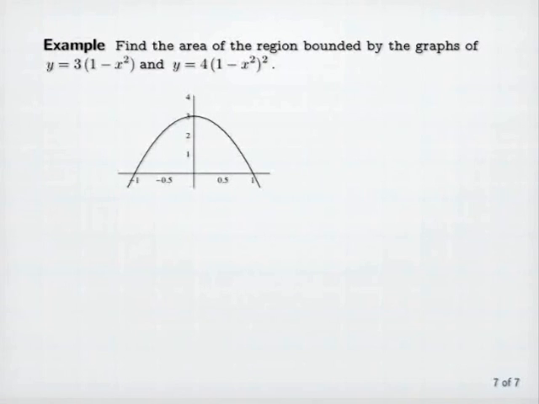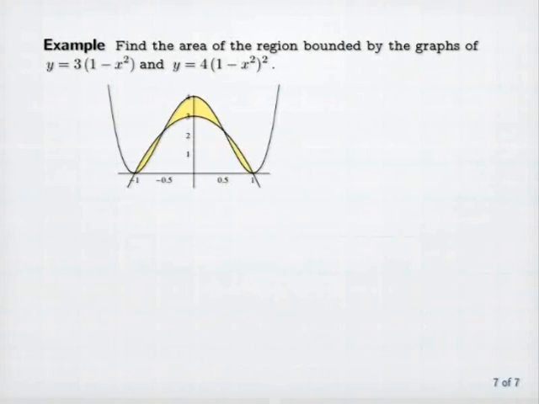Here's the parabola y equals 3 times 1 minus x squared. Notice the x-intercepts are plus and minus 1, and the maximum value of 3 occurs at x equals 0. In the other equation, y is equal to a fourth degree polynomial in x, with zeros at plus and minus 1, and a value of 4 at x equals 0. It turns out that the graph looks like this, and so the region bounded by the two graphs looks like so.